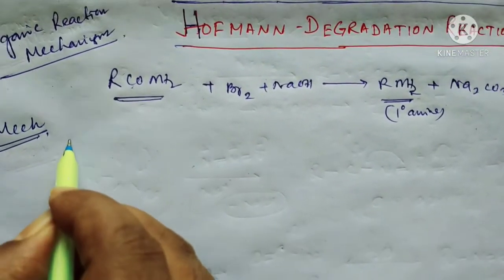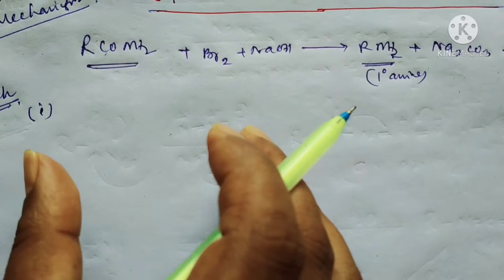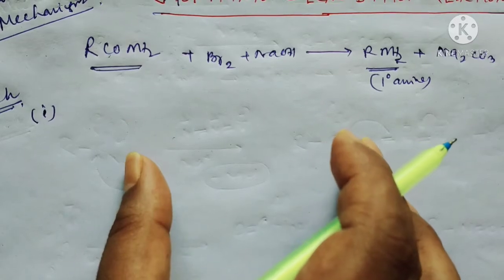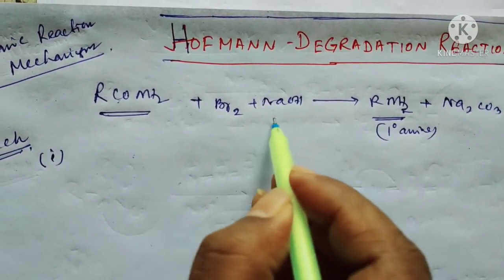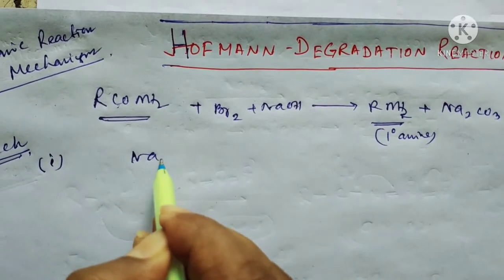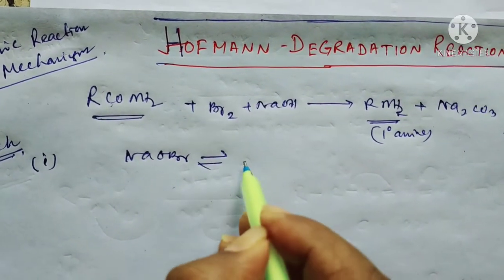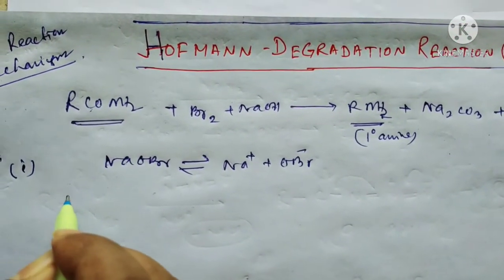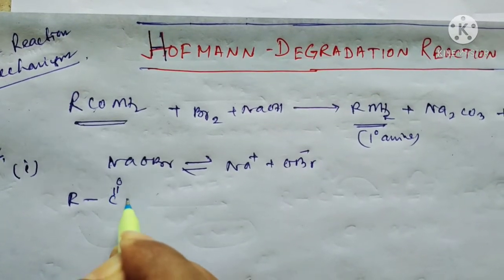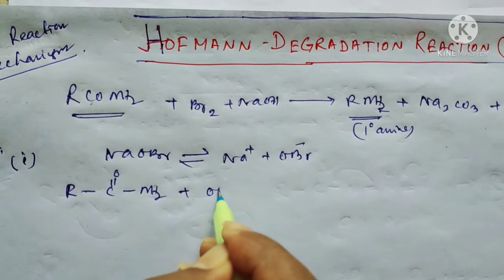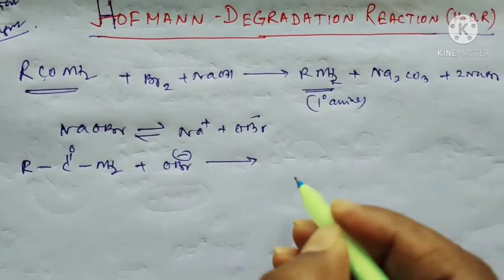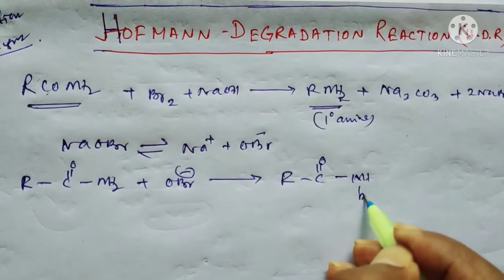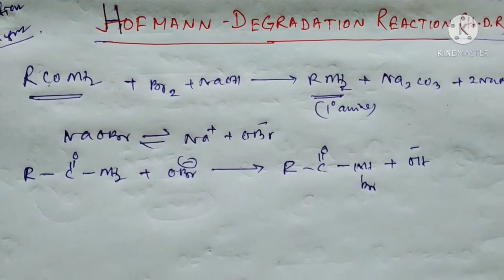So the first step is the base catalyzed bromination of amide on nitrogen to produce the N-haloamide. NaOH and bromine first produce NaOBr. Now NaOBr forms Na plus and OBr minus, and after that RCONH2 in presence of this OBr minus produces RCONHBr and this OH minus. This is the first step.